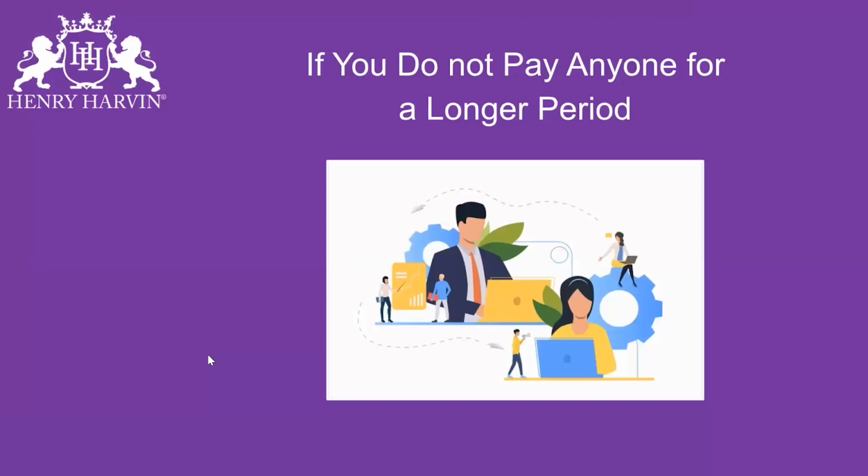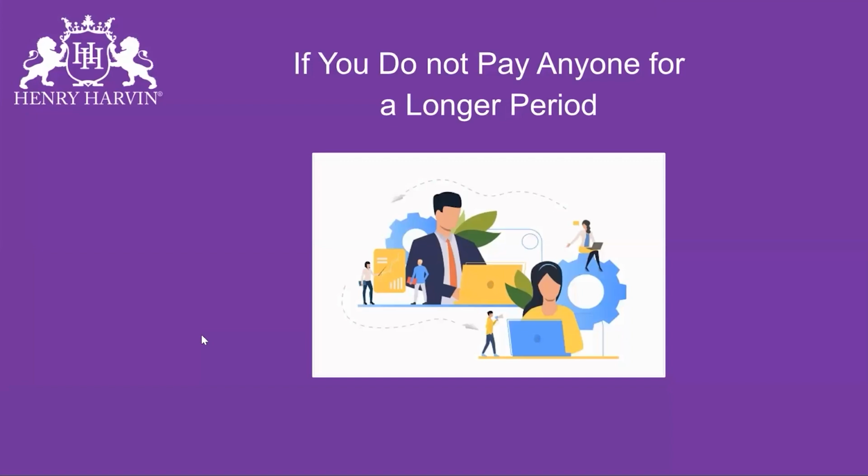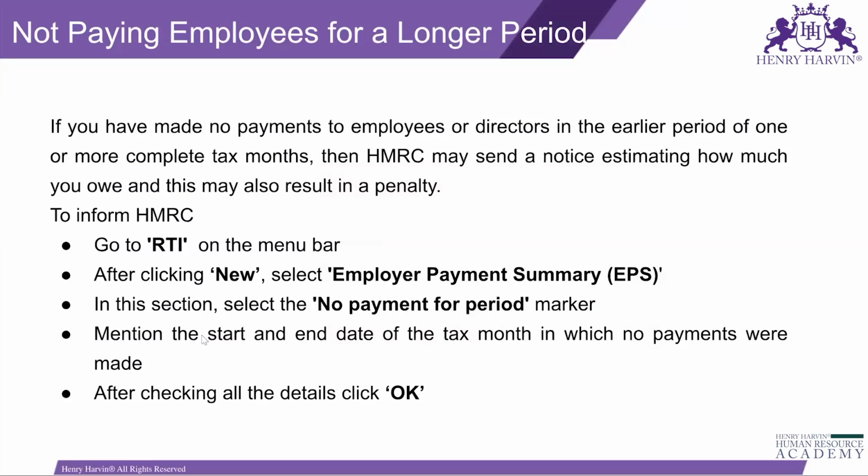If you do not pay anyone for a longer period, this slide should have been earlier. This is correct. If you have made no payments to employees or directors in the earlier period of one or more complete tax months, then HMRC may send a notice estimating how much you owe. And this may result in a penalty. That's the reason it is important for you to notify that we are not paying anyone.